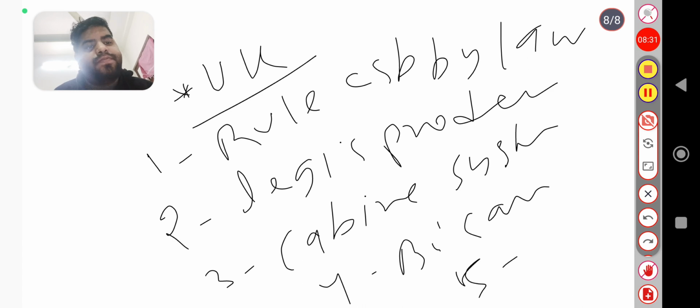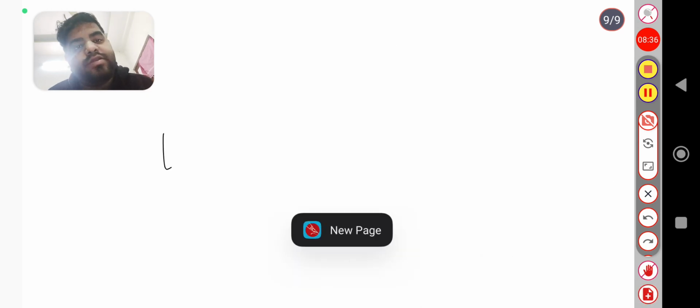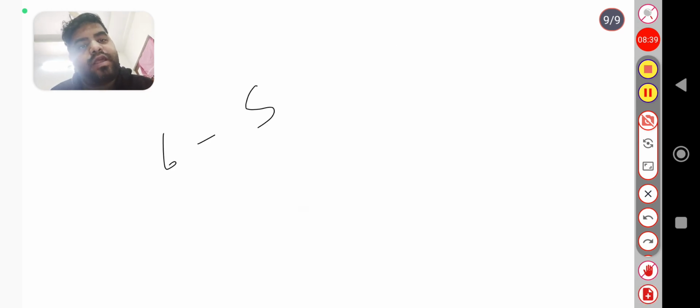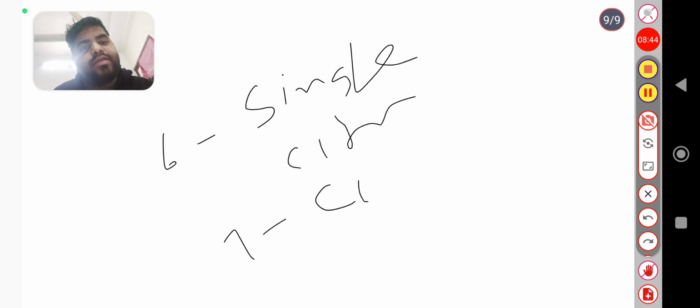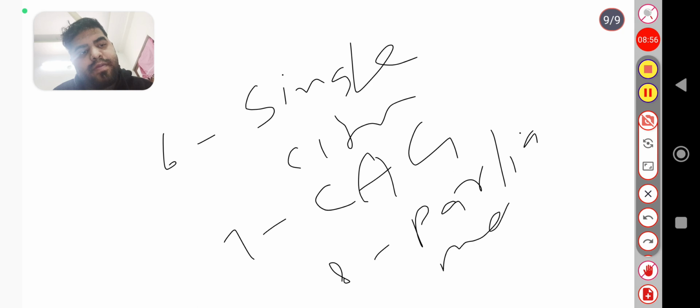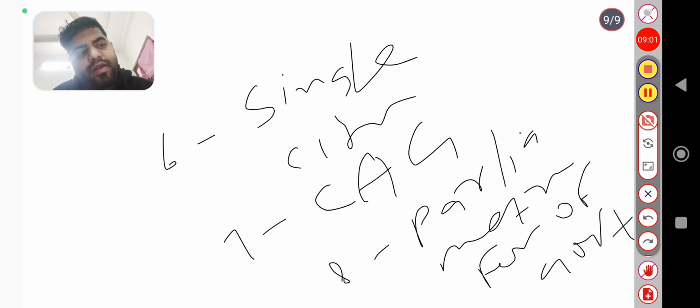Fifth point is writ. Sixth point is single citizenship. Seventh point is CAG. And eighth point is parliamentary form of government. There are total 8 points which we have to learn in this particular country, that is United Kingdom.